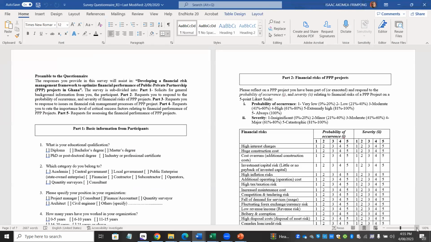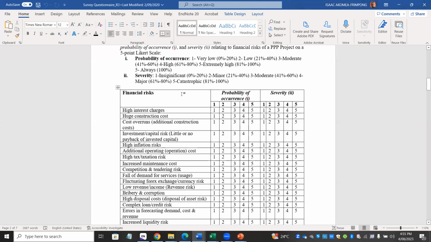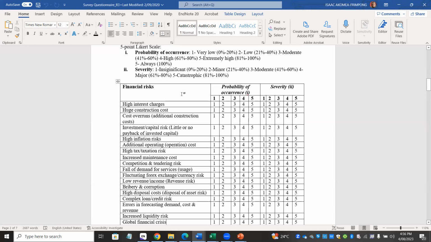As you can see from this diagram, it's just an example; it's not exactly the same as what they did. This is how the questionnaire was designed. Each of the risk factors has two sides: probability of occurrence and severity of the consequences. They were graded or rated as 1 to 5. In this study, they rated them 1 to 7.